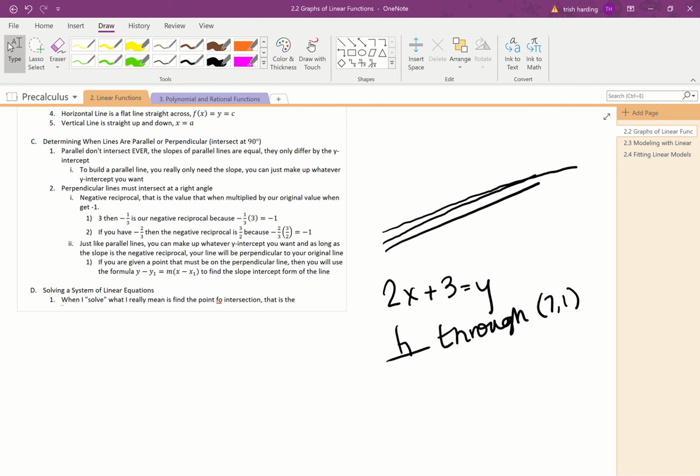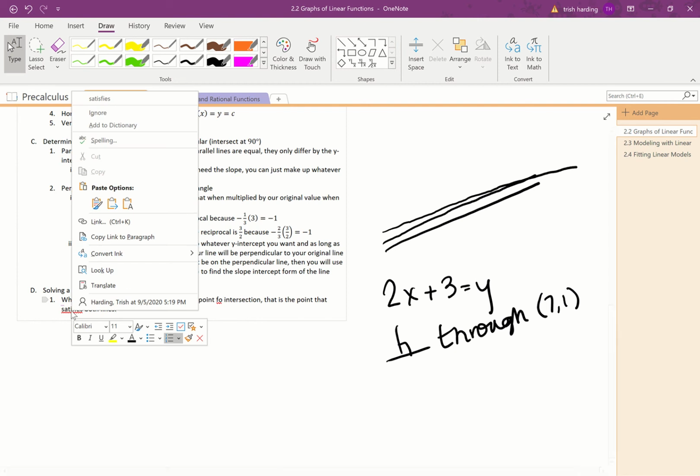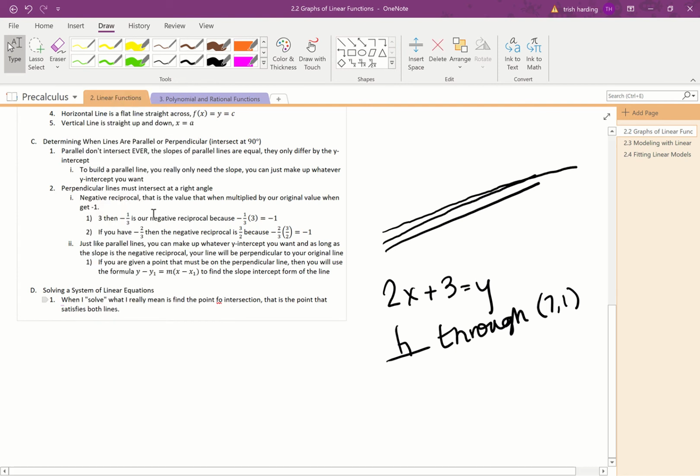That is the point that satisfies both lines. Spell that correctly. Find the point of intersection. So this would be where they intersect.